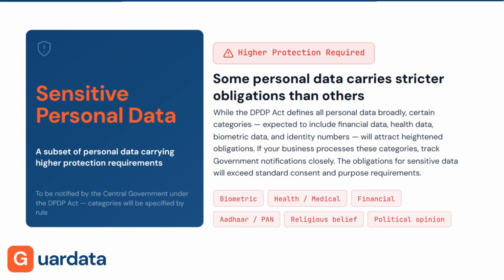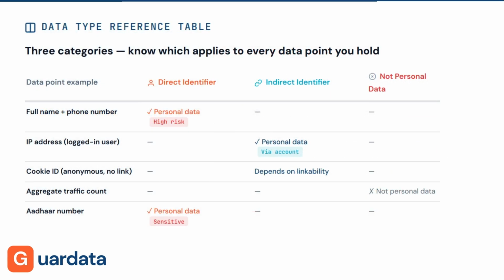A quick reference: a full name with a phone number, direct identifier, personal data. An IP address linked to a logged-in account, indirect identifier, still personal data. A cookie ID with no account link at all. Depends on whether other data you hold creates the link. Document your reasoning. Aggregate traffic counts, not personal data. An Aadhaar number, direct identifier, personal data, and sensitive. Same question every time. Is identification possible?